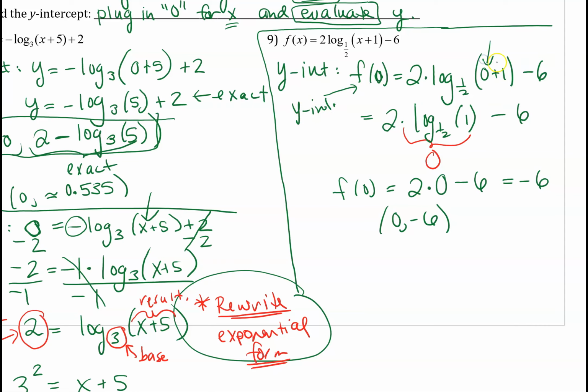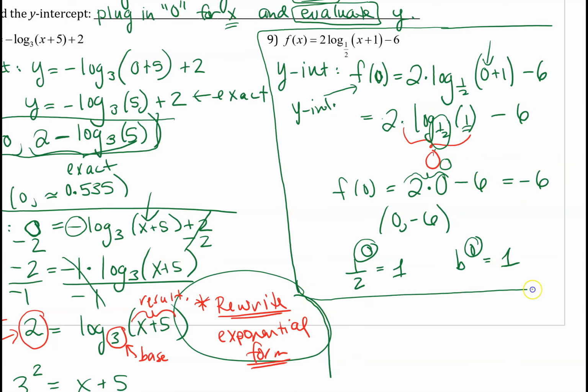So I plugged in 0 for x. That means inside the log I got 1. What I want you to remember is that any base, including a base of 1/2, to the power of 0 equals 1. That's one of our exponential properties. So no matter what your base is, if you're taking a log of 1, the value is always going to be 0, because remember the log is the exponent. So log base 1/2 of 1 just turned into 0. Then this 2 times the log became 2 times 0, which equals 0. So then I had 0 minus 6. My y-intercept for this one was negative 6.